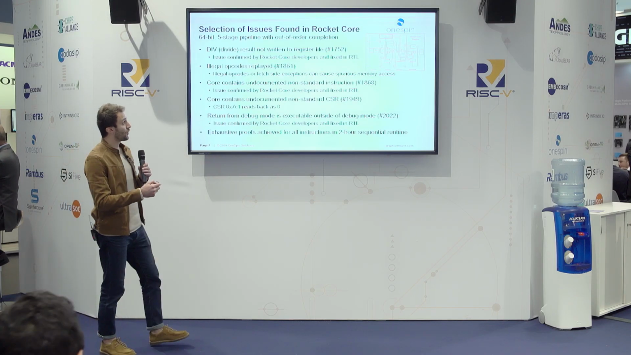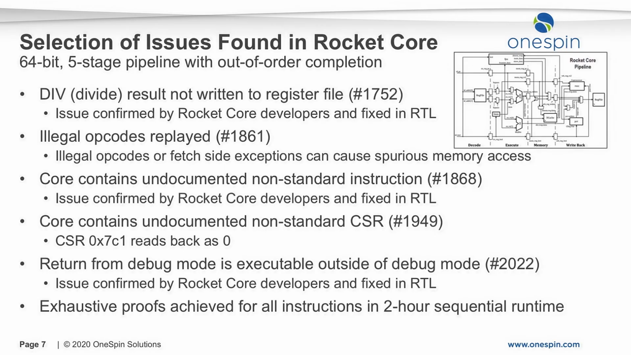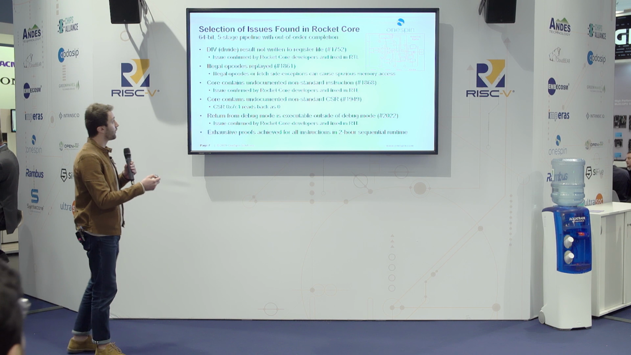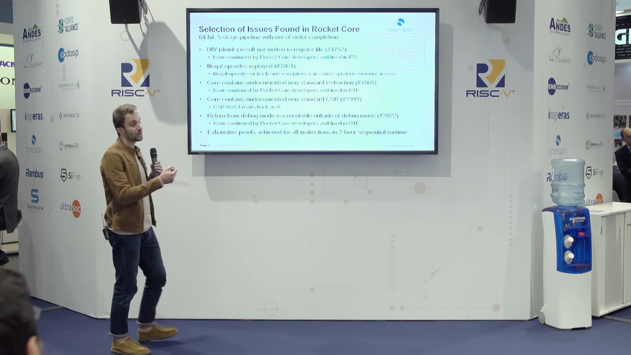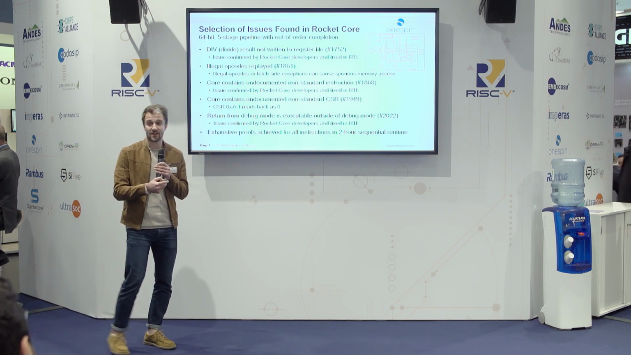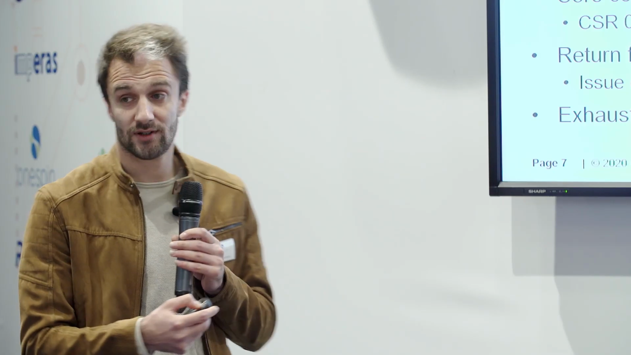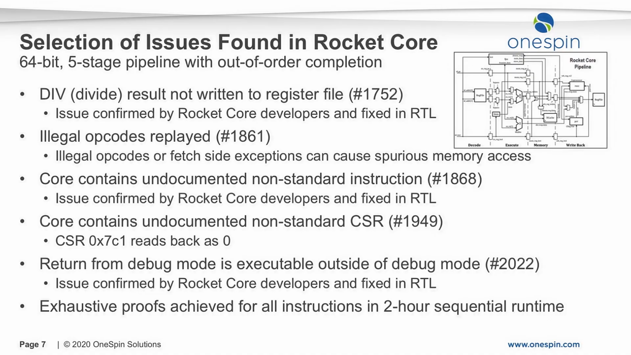As I mentioned, one of the cores that the app was tested on was the Rocket core. This core is 64-bit, with a 5-stage pipeline and out-of-order completion. And we found many issues. Here's just a list of some of them. As an example, for out-of-order completion instructions, the division operation's result wasn't written to the register file.